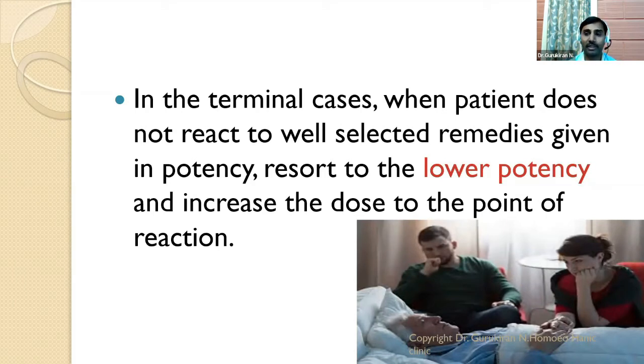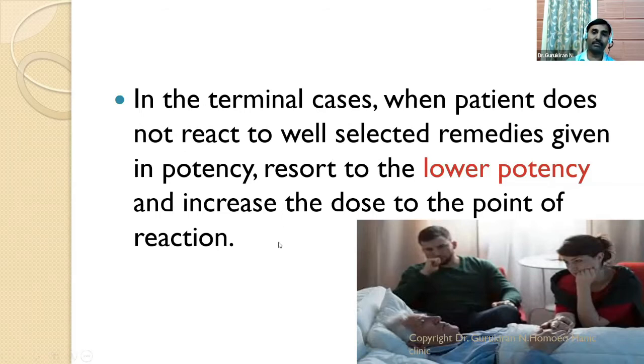We should be very much aware that when cases go into terminally ill conditions, in the allopathic field the patients get admitted in the ICU, the intensive care unit. There they start with medicines in material doses. So we have the chance to start with the lower potencies in these kinds of cases. In terminally ill cases, we have to start with the lower potencies.